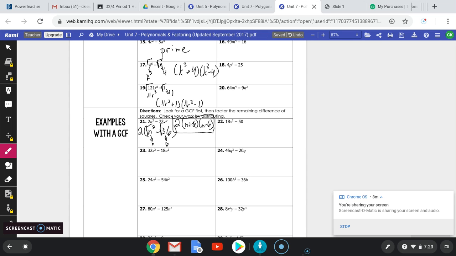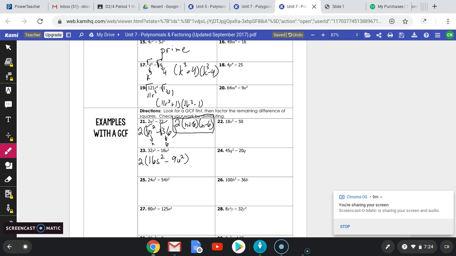All right, how about 23? Is there a greatest common factor? Is there a GCF? The answer would be what? It would be yes. It's a 2. So let's see what's left over. 16s squared minus 9u squared.